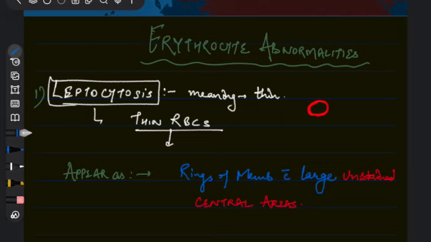So now today we will learn about erythrocyte abnormalities. There are many types of erythrocyte abnormalities. So let's get started. The first one is leptocytes.